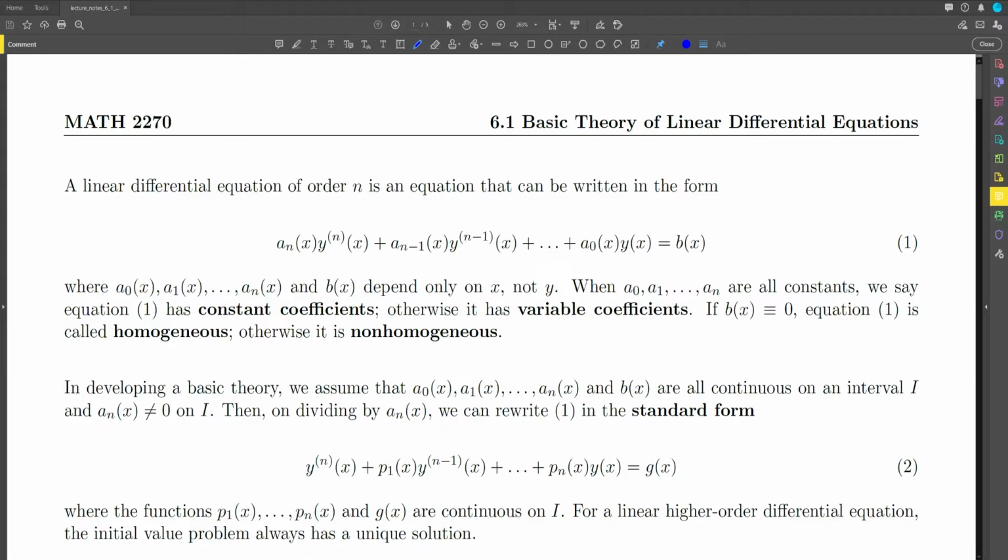And I'll point out that we have the following relationship here, that p1 of x is a n minus 1 of x divided by a sub n of x, and that g of x is b of x over a n of x. So all of these coefficients here have been divided by a sub n of x.